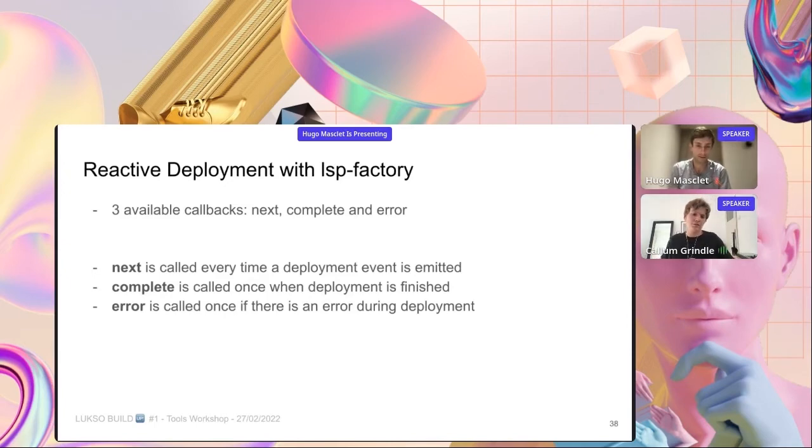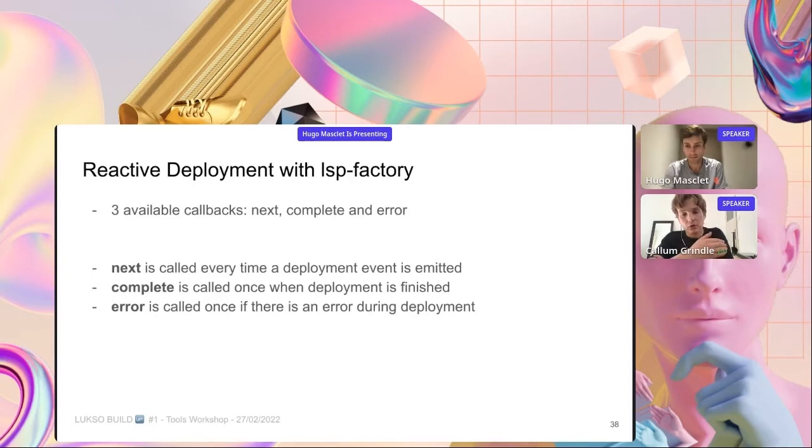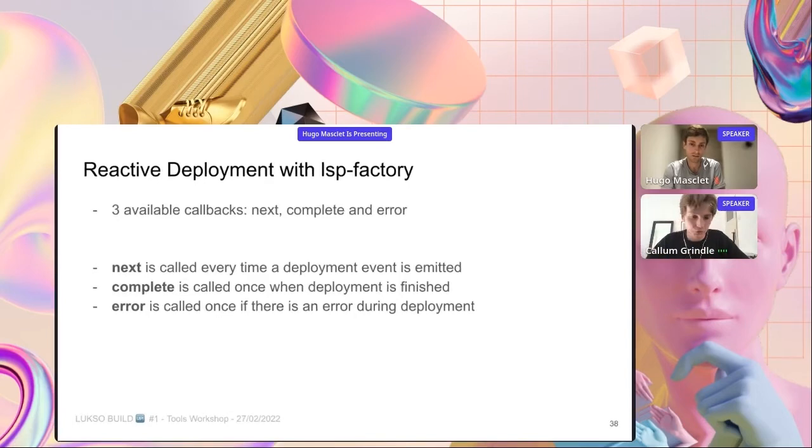So next is going to be called every time there is a deployment event emitted. So the next callback can be called multiple times throughout the deployment life cycle. There's a deployment event fired whenever a contract is deployed or whenever a transaction is sent to the blockchain. So it's going to be called multiple times. So for instance, here you could have some configuration and in your callback, you could set it so that it triggers a loading bar increase, for instance, or some kind of user feedback to let users know that it's progressing.